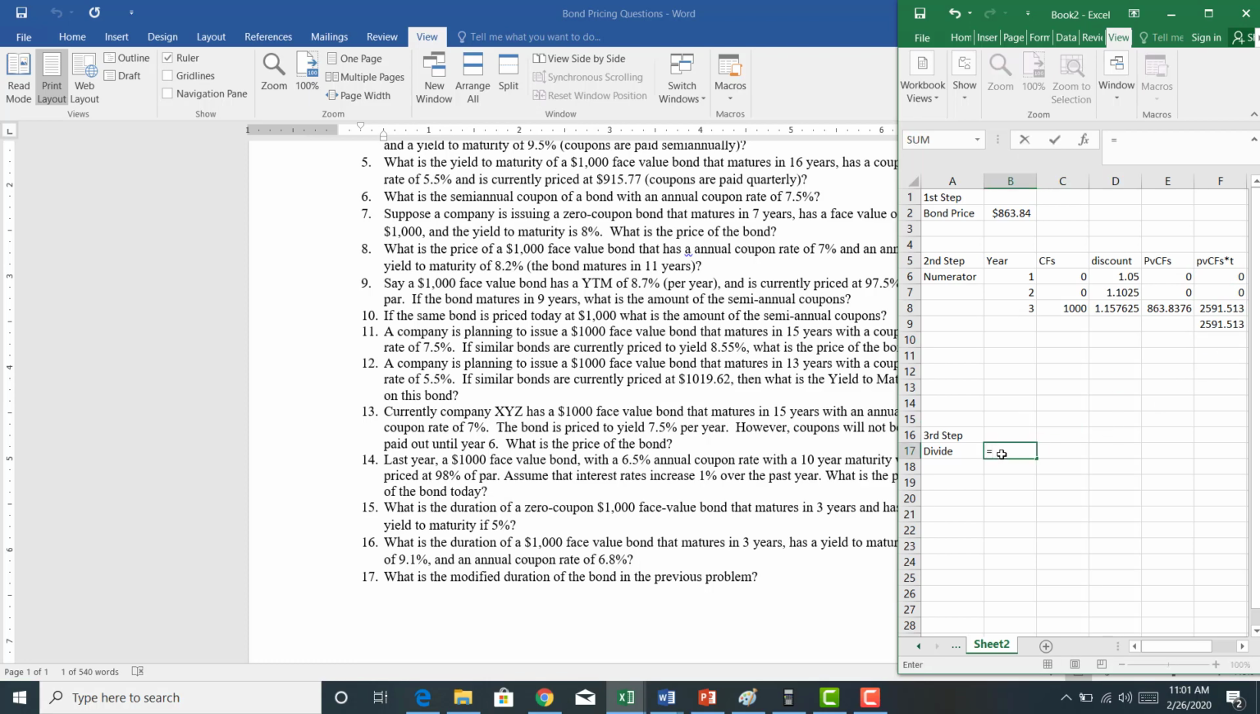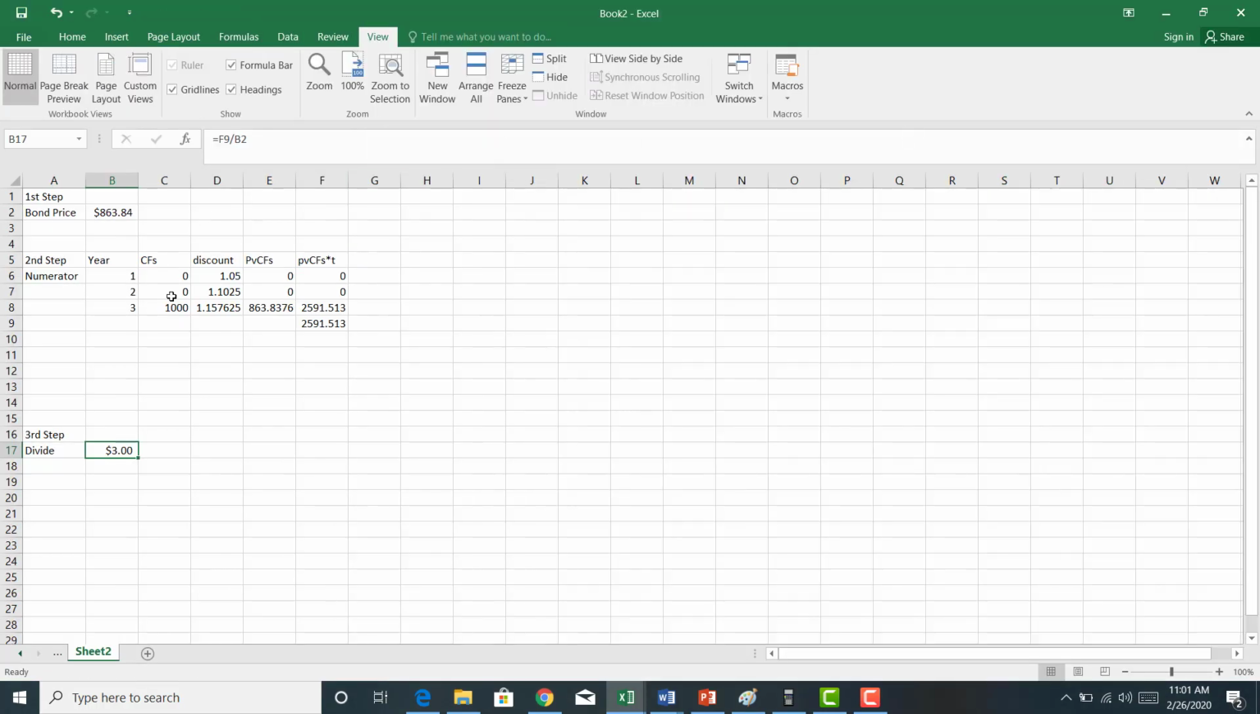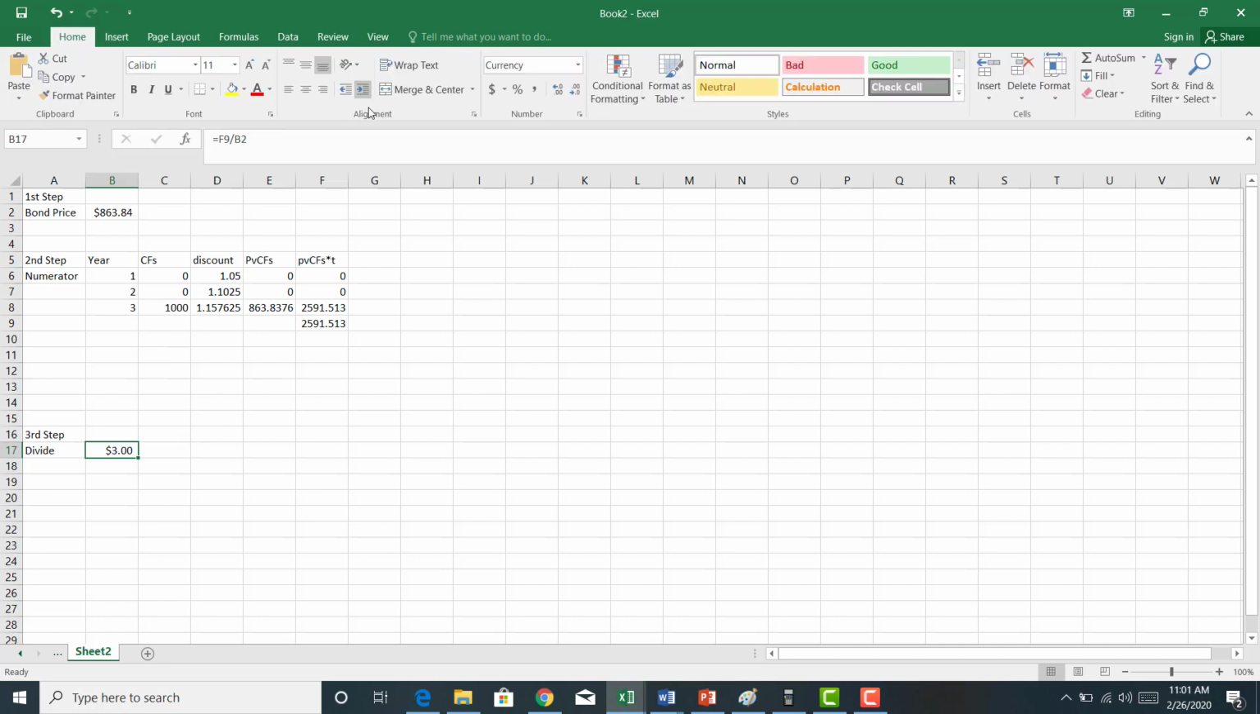I'm ready to move on to the third step. I'm going to divide the numerator by the denominator, and I should get 3. That should just be a number there. Give me a second. Sorry about that. Let me just put that in a number.